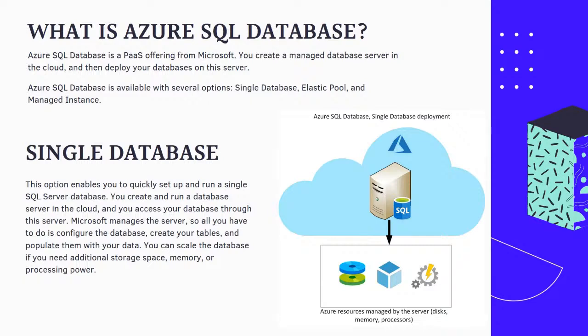Azure SQL database will provide you three options for managing everything, like for your servers and services. We have single database, we have elastic pool, and we have managed instance. Starting with the first option, single database. Single database is the option which is very quick, for a small amount of data. If you want to do a single database deployment, then you can use this option for your Azure SQL database.